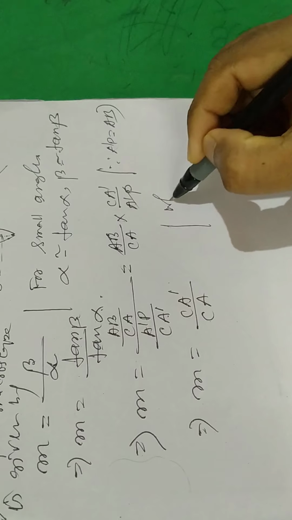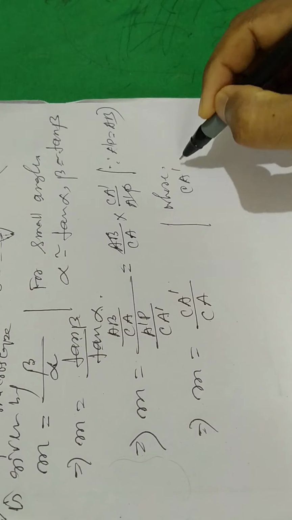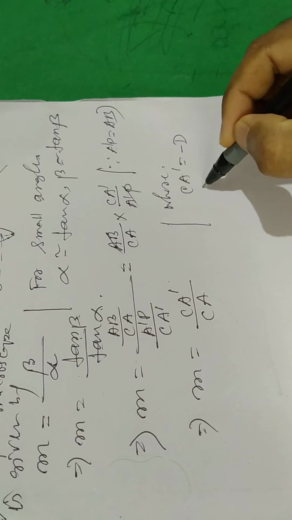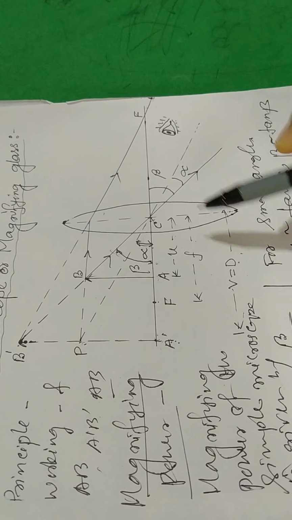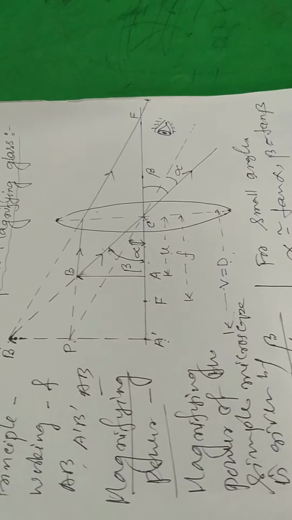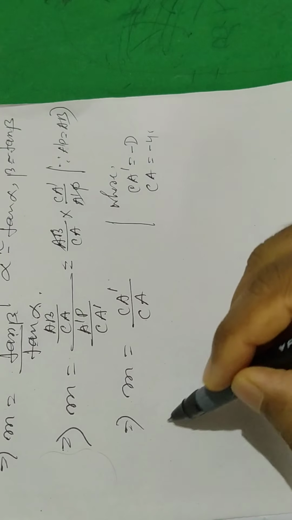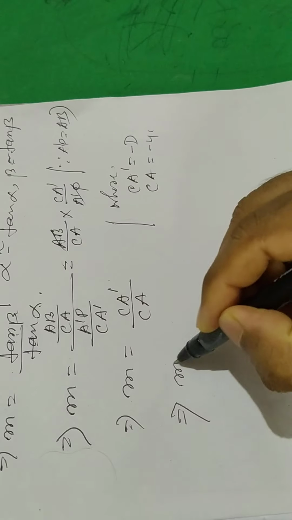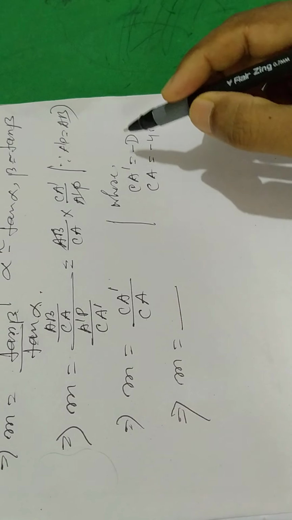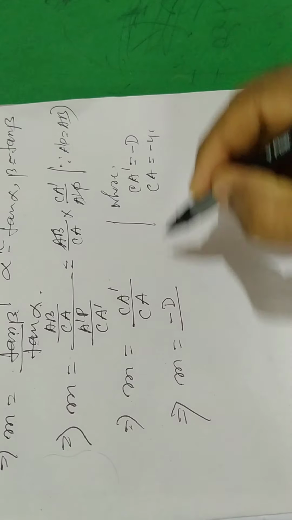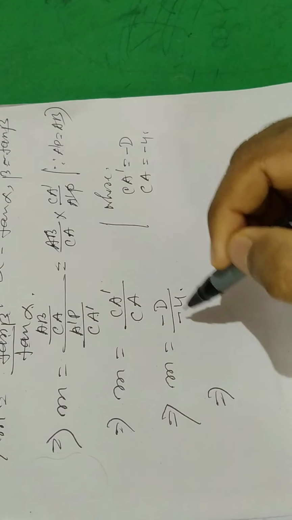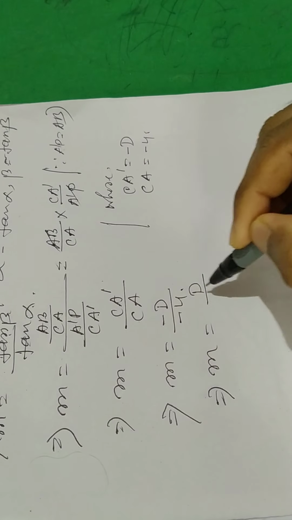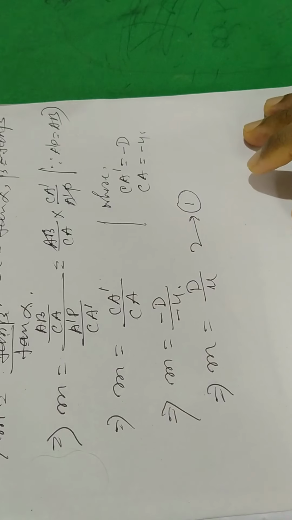According to sign convention, C A dash equal to minus D, CA equal to minus U. You see the diagram. C A dash equal to D and CA is U, the object distance. M equal to C A dash by CA, minus D by minus U. So minus and minus cancel, so M equal to D by U, equation number 1.